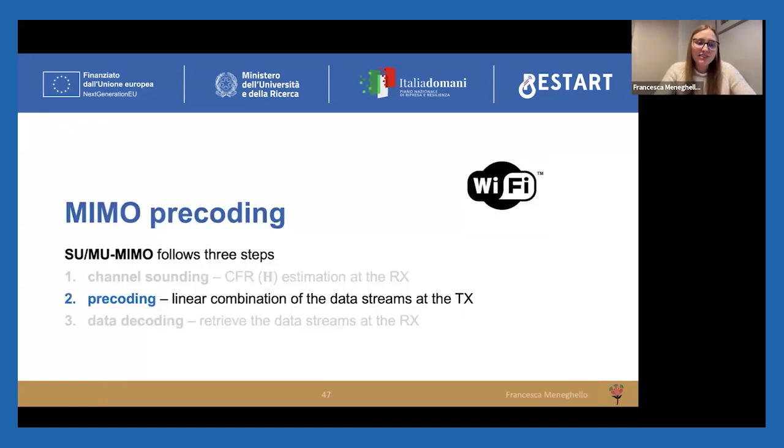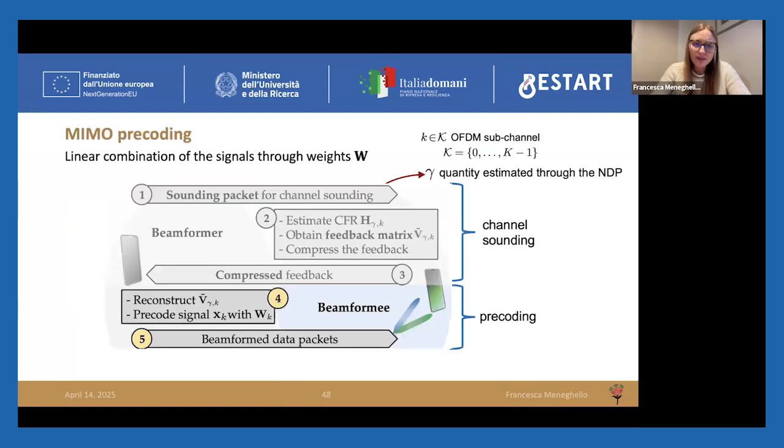Okay, so after channel sounding, so now we are at the point where the stations compute the information about the channel, so how the signal was modified from the transmitter to the receiver, and transmit back this information to the access point. Now the access point has to use this information to modify the transmitted signals at the different antennas in order to compensate for the channel impairments and reach the required multiplexing and diversity gain.